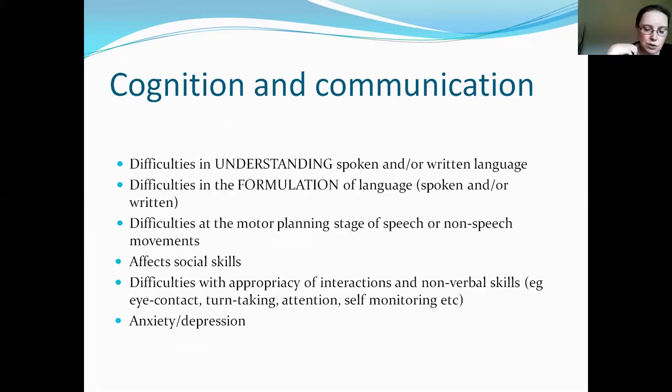So sometimes they get stuck on topics, they can't move on. They may repeat words that are important to them. And as we just discussed with the dysarthria, the motor planning stage of speech or the non-speech movements can affect how their communication is. It also affects their social skills. So you often see strange interactions with the non-verbal skills. So they might have difficulty with eye contact, with turn taking, keeping attention, monitoring themselves, and obviously anxiety and depression is quite common.